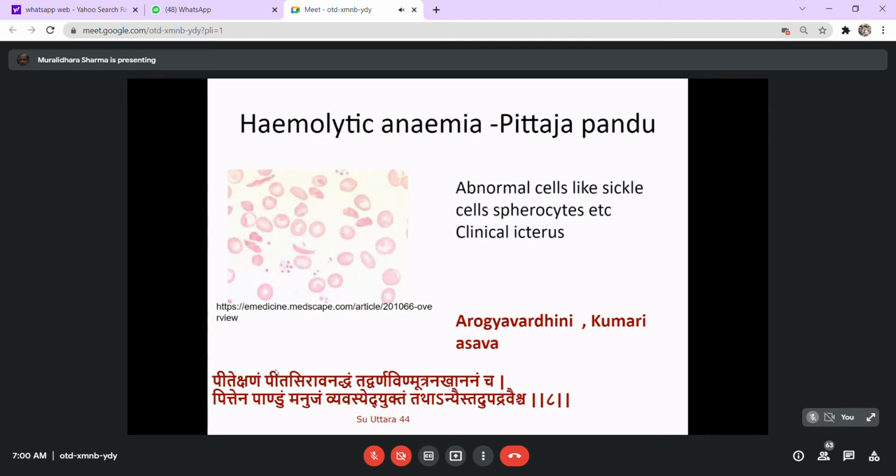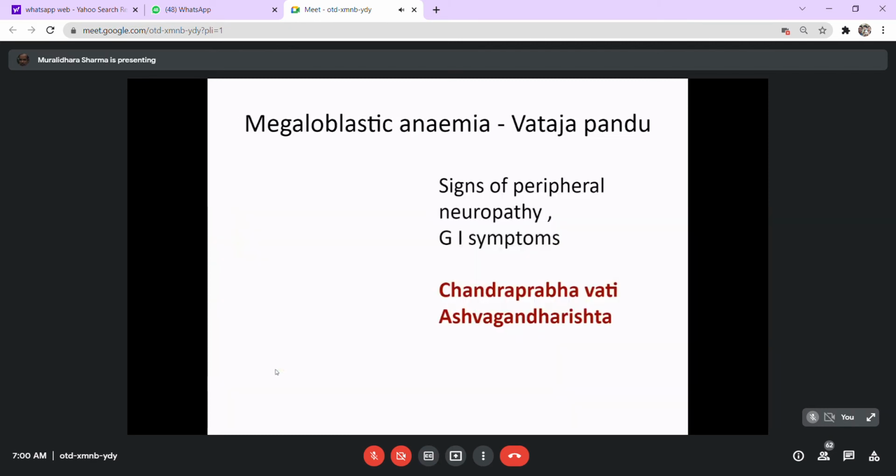Now, once you have made the diagnosis, of course, I don't say that there will be a completely curable treatment for sickle cell anemia or spherocytosis where there is a genetic pathology, but other varieties of the hemolysis can definitely be managed on the line of the Pittaja Vyadhi, and my treatment usually would be Arogyavardhini and Kumaryasava.